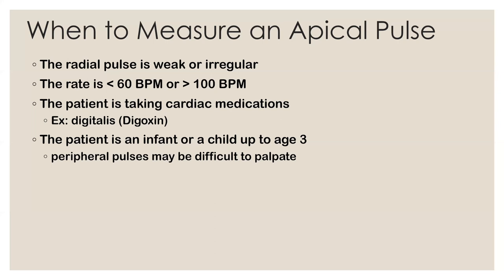If you notice that the radial pulse is less than 60 or greater than 100, then listening to the apical pulse to make sure would be a good step. We always, always, always measure the apical pulse in patients taking cardiac medications like digoxin or digitalis. Again, those are the same med, just two different names. And it's a big cardiac med that can be very harmful if you give it when the heart rate is less than 60. So we always listen to an apical pulse when giving that medication.